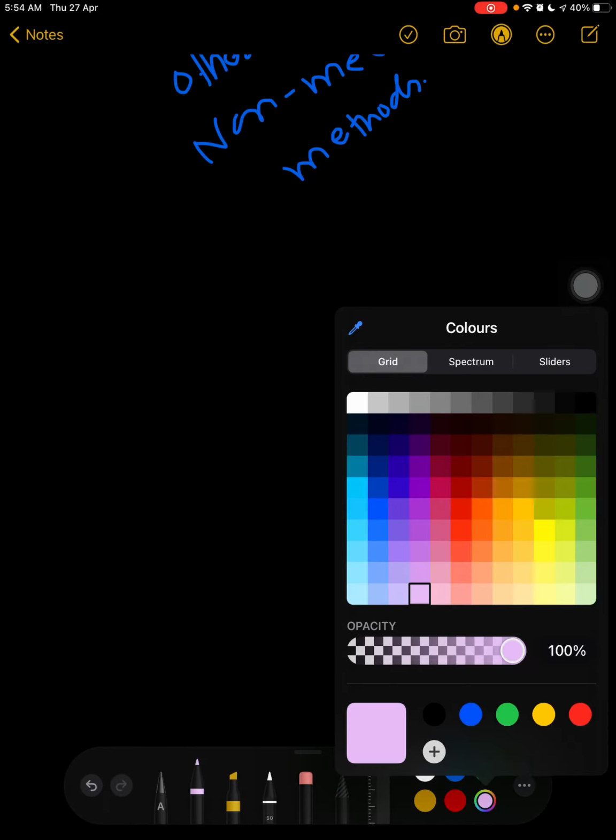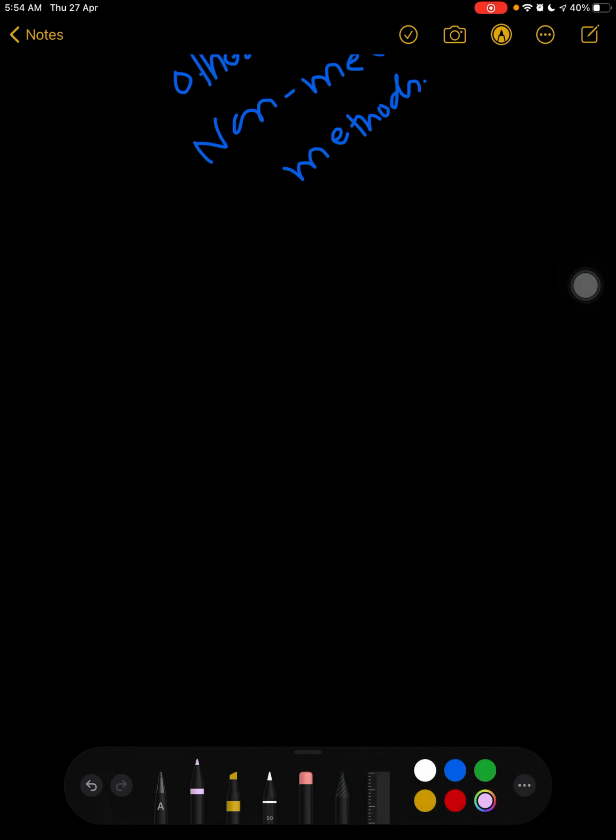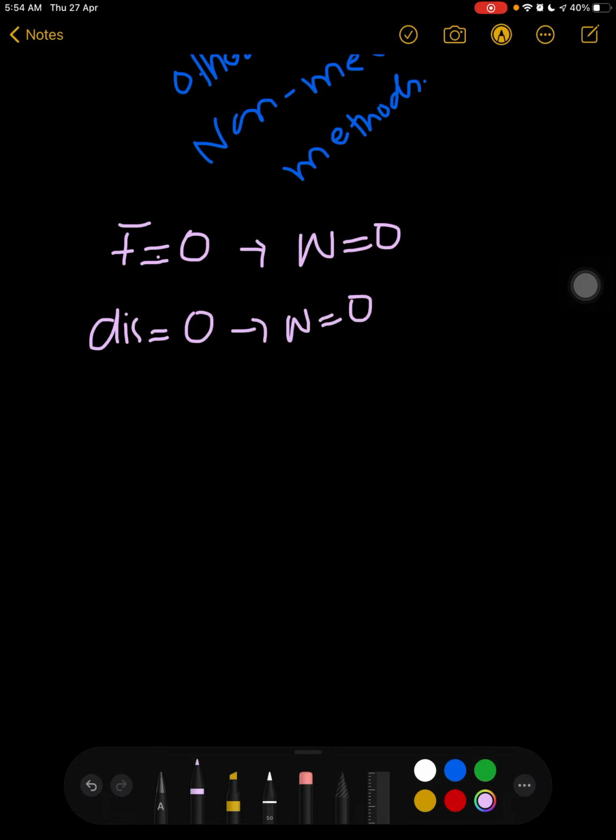Now let's discuss some factors on which the work depends, right? The first factor involved in the work is the force. If the force is equal to 0, then the work will also be 0. If we talk about displacement, we must remember that here we don't count distance, we count displacement, because there is a reason for that as well. I'll be telling you guys in this video. If displacement is 0, then the work will also be 0.